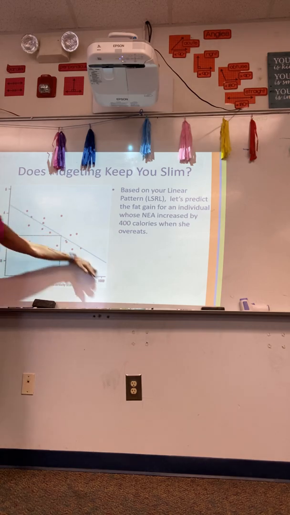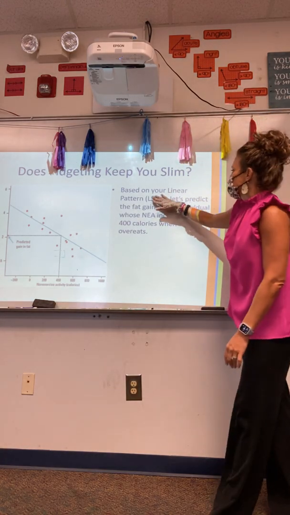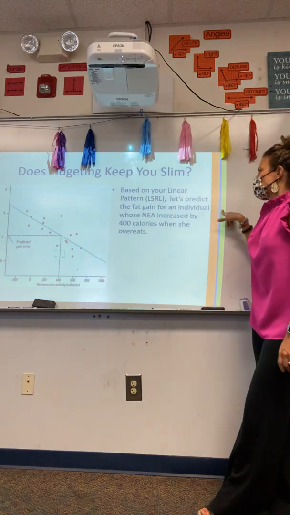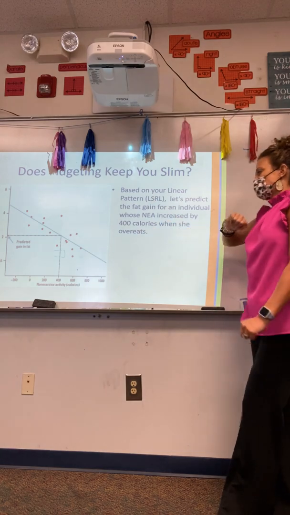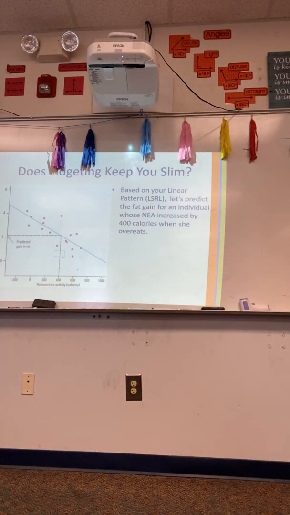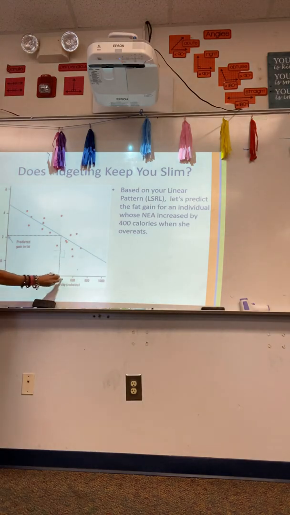All right, so here's your best fit line, okay? And it says, let's predict the fat gain for an individual whose non-exercise activity is 400 calories. Based on your linear pattern, can you predict? Of course I can. So I'm going to go to 400 calories and go up. Here's my regression line. Come right over, and it looks like it's about 2 kilograms of weight gain, okay? Approximately 2 kilograms of weight gain.